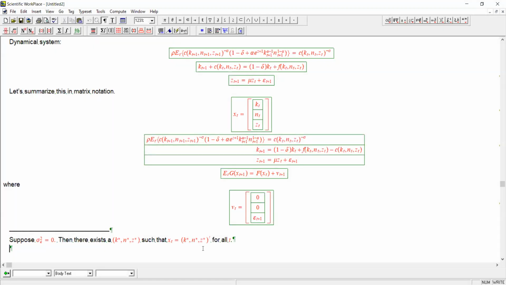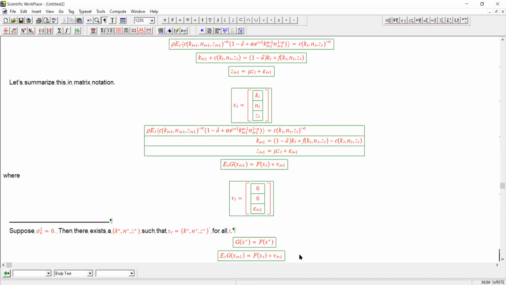So more broadly, how is it that this deterministic steady state is determined? It's determined by the condition that when we remove uncertainty here, x does not change over time. In other words, the deterministic steady state is given by the condition that g of x star equals f of x star. So we'll use that in a second.